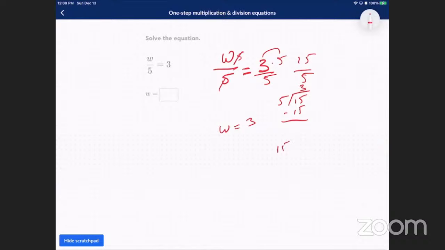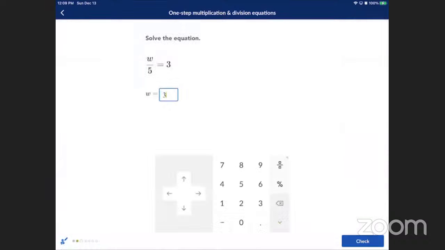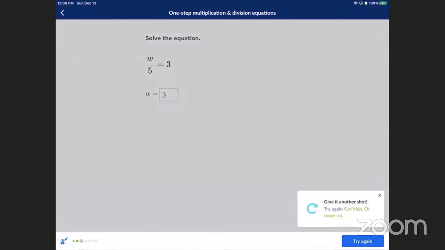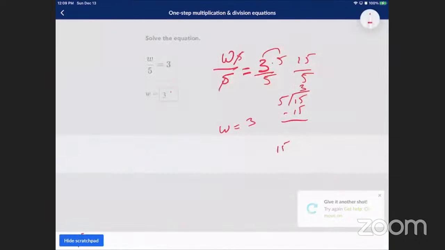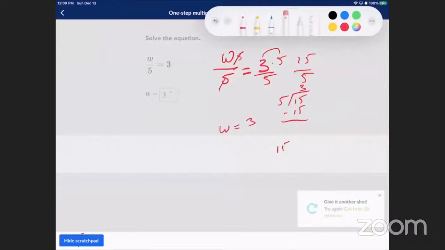Or would it be the other way around? No, I think it's the same way. All right, so let's try that out and see. No. So I did something wrong. Let's go back.